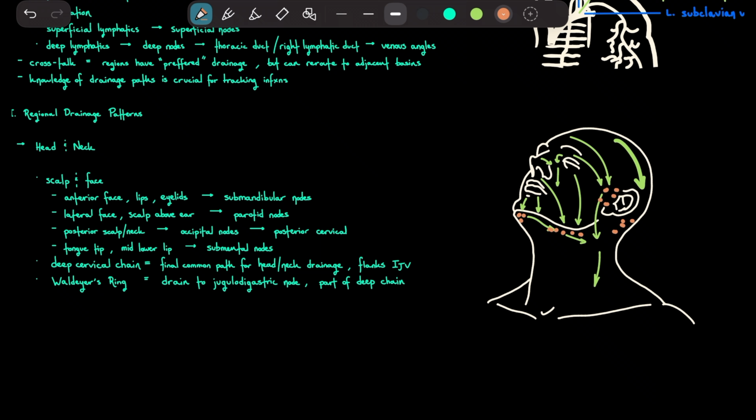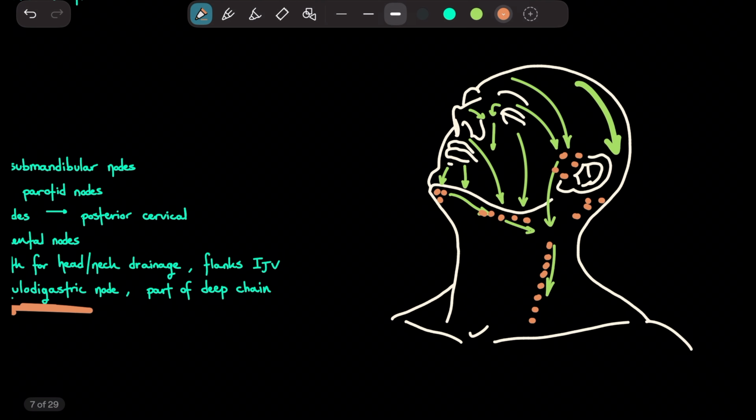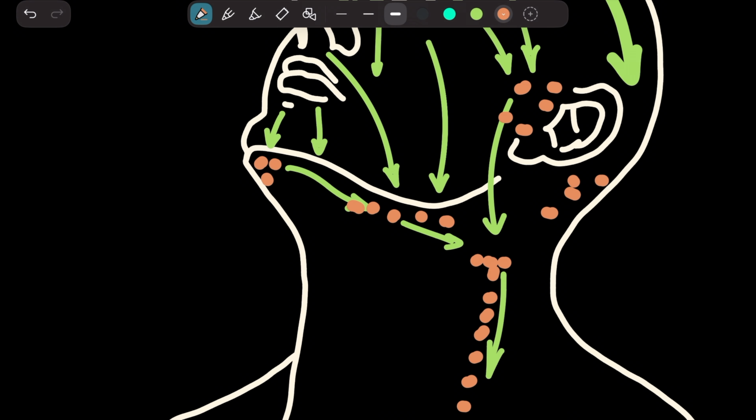And then perhaps the most important region here, basically all down this line, flanking the internal jugular vein, you have the deep chain of cervical nodes. And that's basically draining everything from the head and the neck. That's one of the ultimate drainage spots of all those nodes. In that deep cervical chain, you have a really big node called the jugulo-digastric node. Try that again. There we go, jugulo-digastric. And I guess we can represent that right around here.